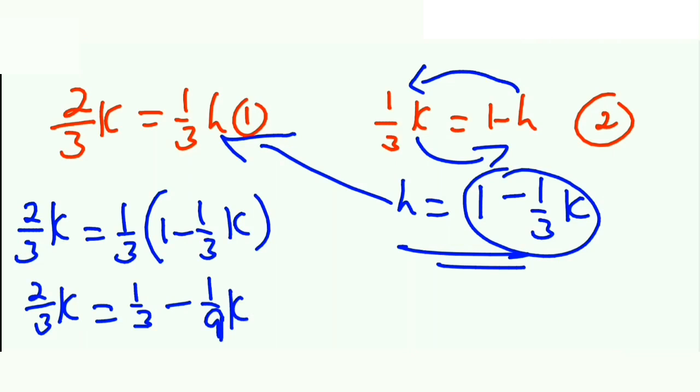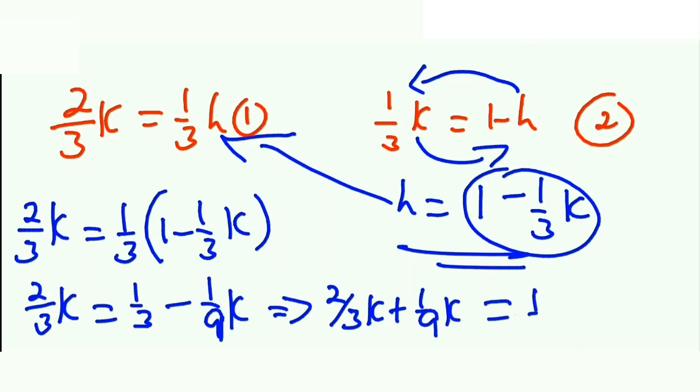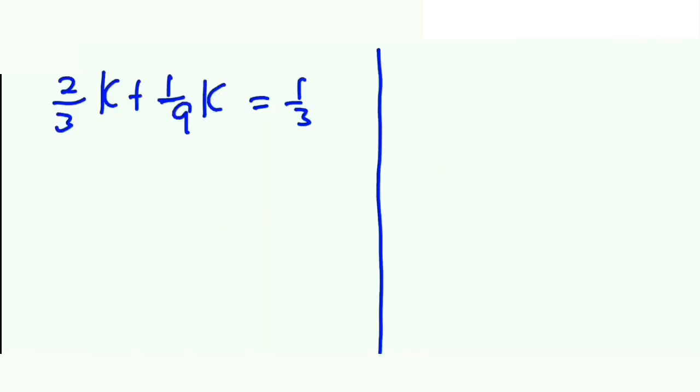Then you have to collect like terms. So 2/3 K plus 1/9 K equals 1/3. So the result here, 7/9 K equals 1/3.